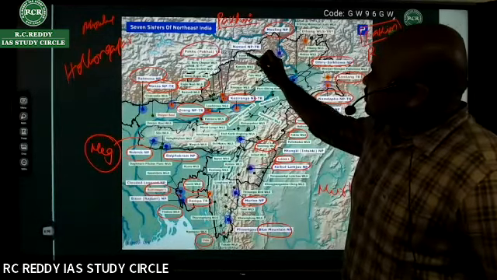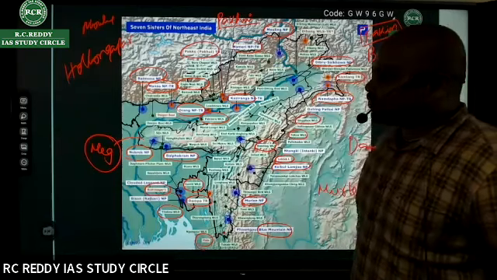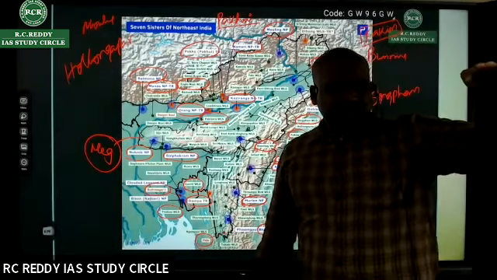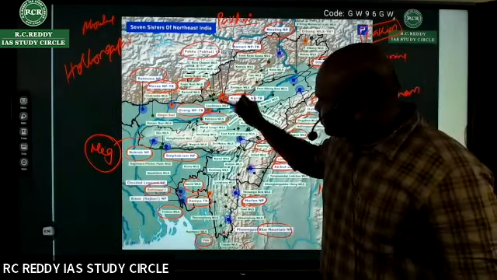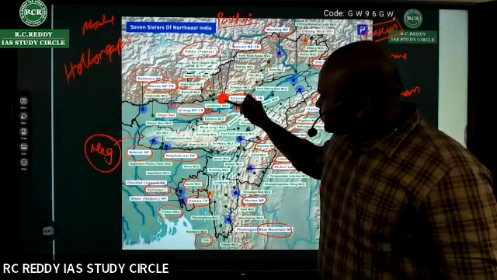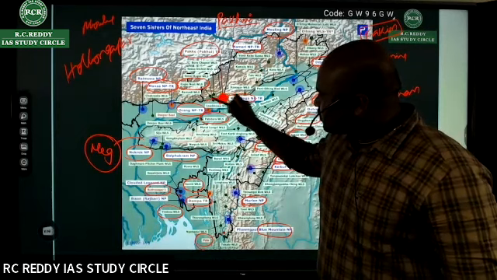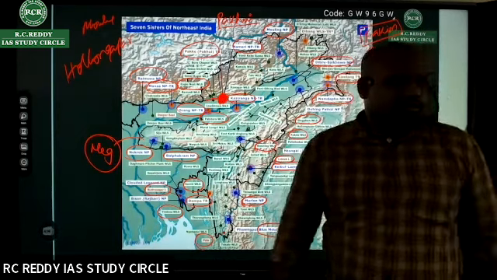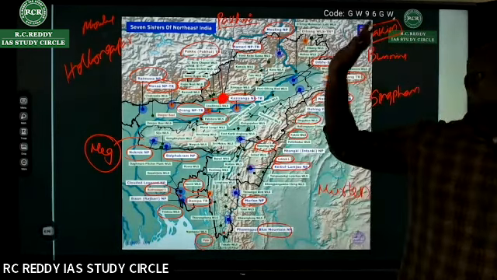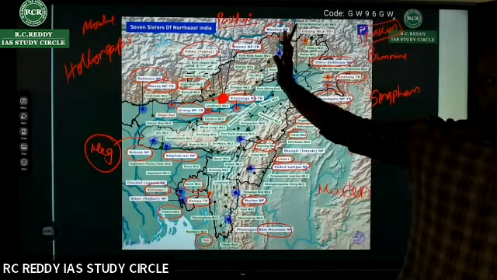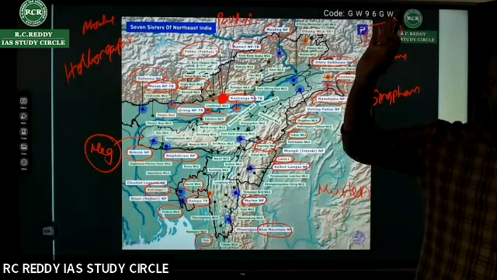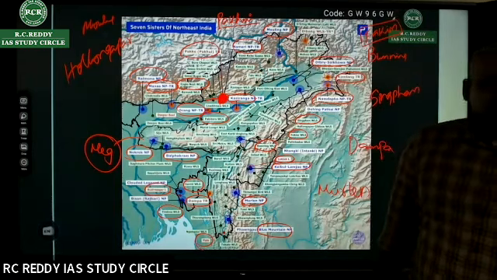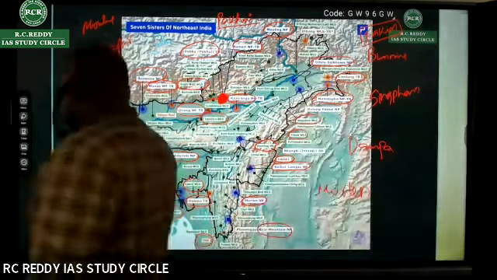And Nameri National Park. We see Nameri is on the border of Assam and Arunachal Pradesh. Look at this region. This is the border that exists. That is Nameri National Park. These are where? Arunachal Pradesh. Remember these names. That's enough, right?